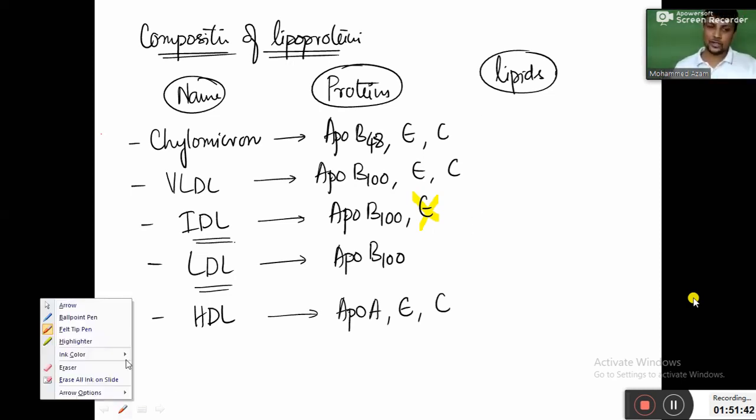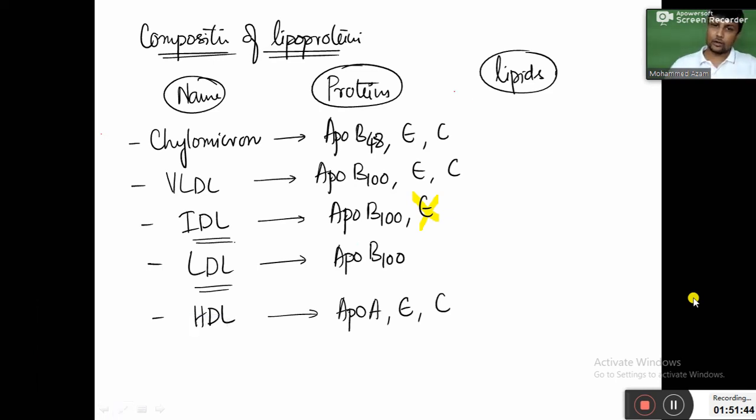Sir, what about the lipid parts? In all of them, which lipids only we have? We have the same lipid, triglyceride, cholesterol. Triglyceride, cholesterol. So no need to write again triglyceride, cholesterol, सब में वही होता है.